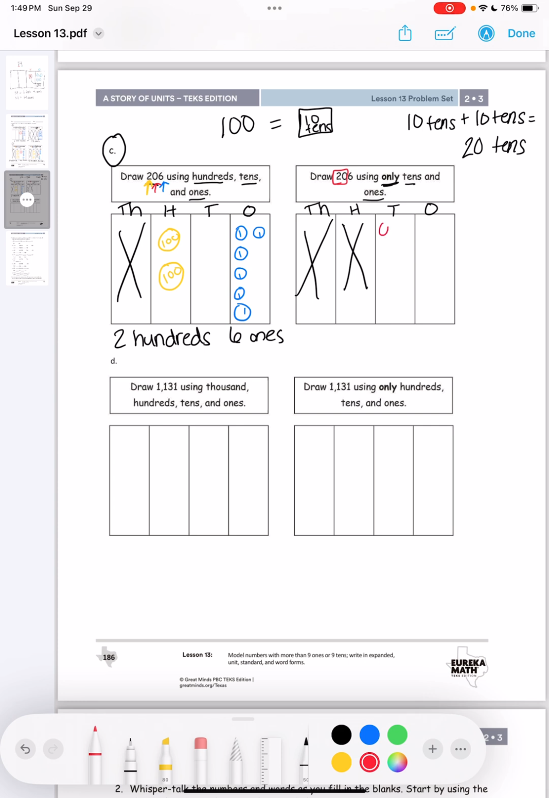So there are 20 tens, and then my ones stayed the same, so I still have 6 ones. When I write that in unit form, I have 20 tens, 6 ones. Those are still equal. I showed you the same number, I just did it 2 different ways. So now you can stop the video and complete the practice problems.